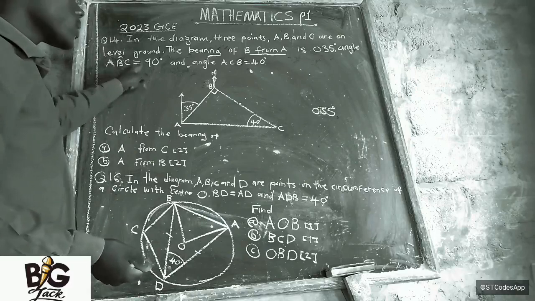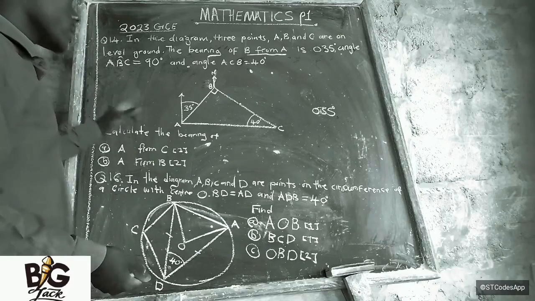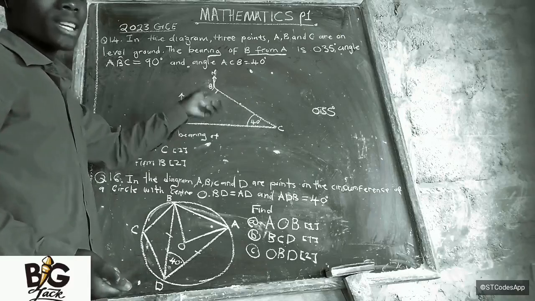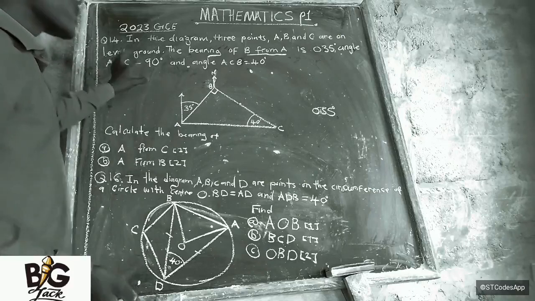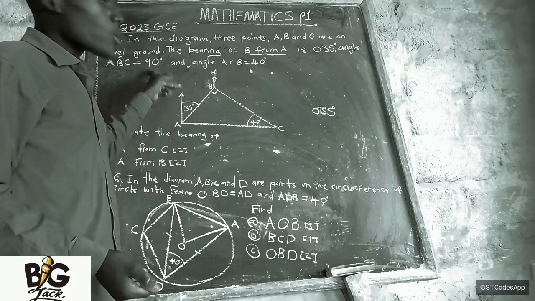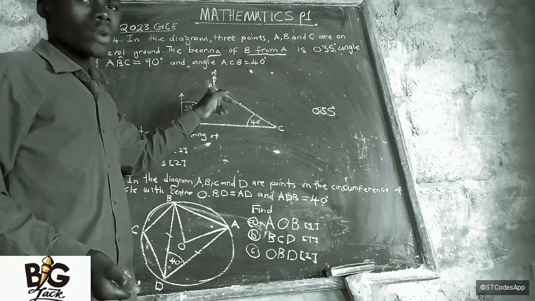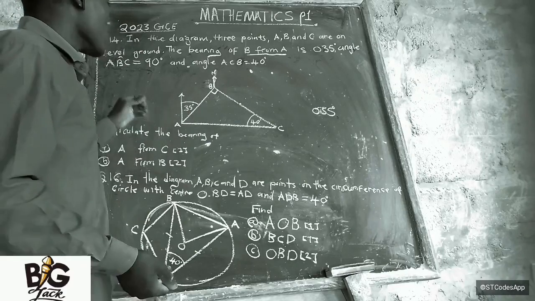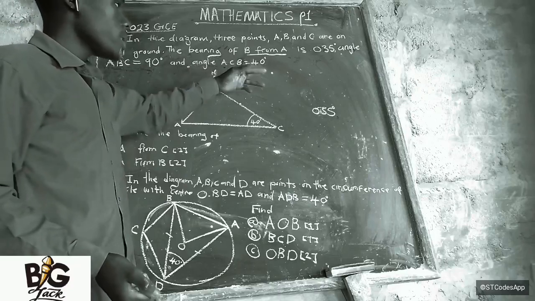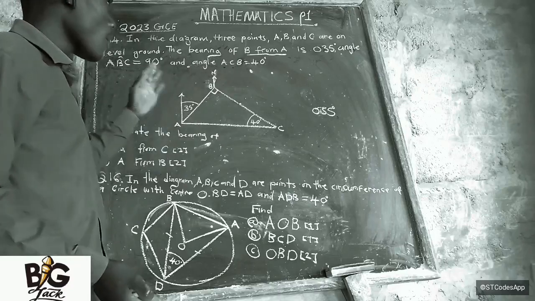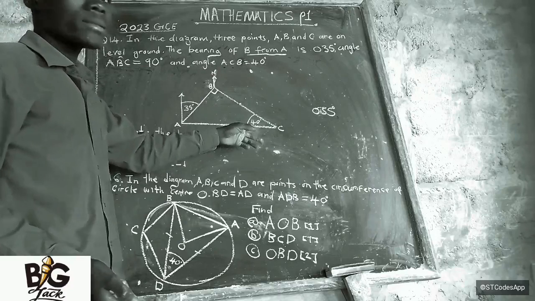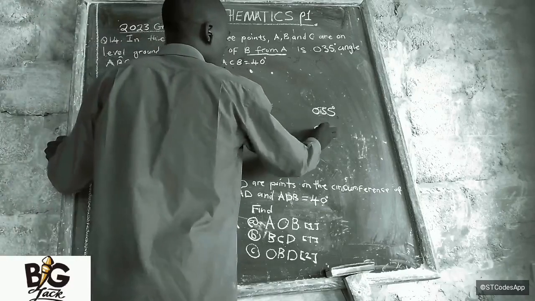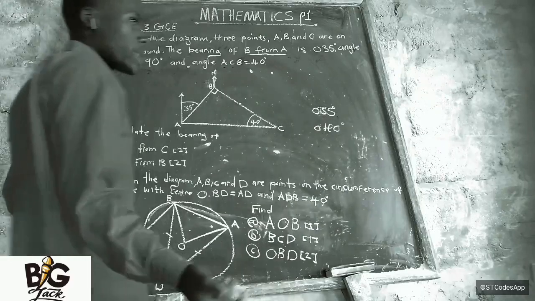Angle ABC is equal to 90 degrees. Even if they haven't included this information in the statement, wherever you see this symbol on the triangle, this symbol represents 90 degrees. Okay. And angle ACB is equal to 40 degrees. Even this one can be written as 0, then you include 40 degrees like that. Okay.